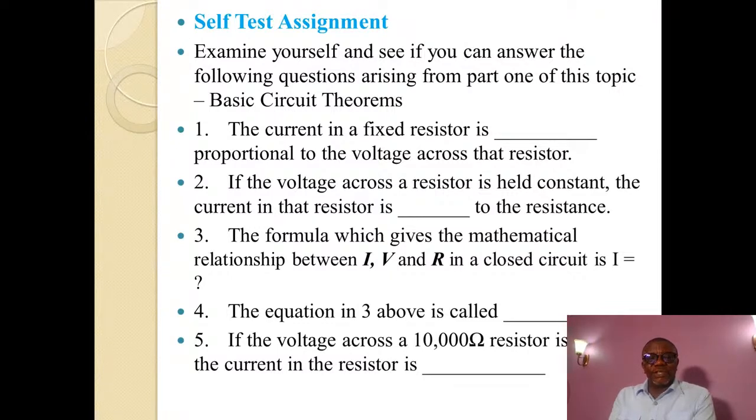4, the equation in 3 is called what? 5, if the voltage across a 10,000 ohm resistor is 250 volts, what is the current in that resistor? So quickly, after the lectures, test yourself and see if you can answer these questions.